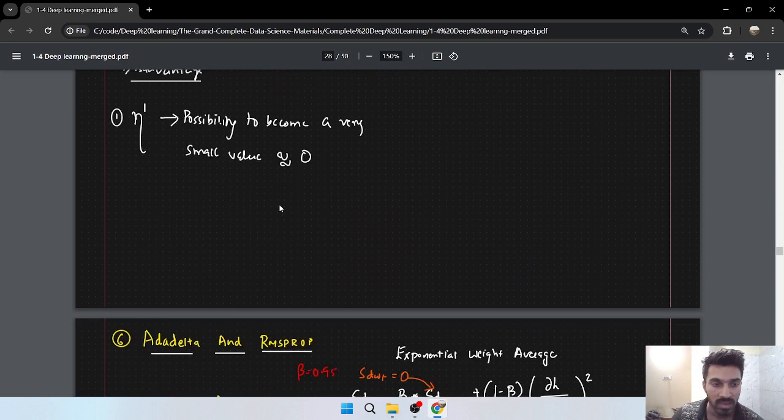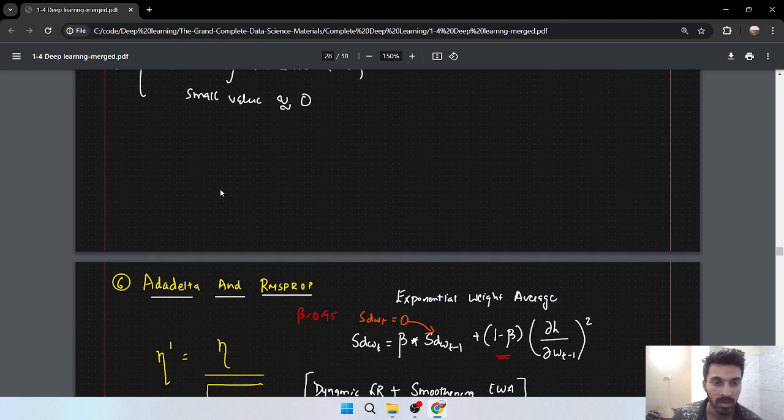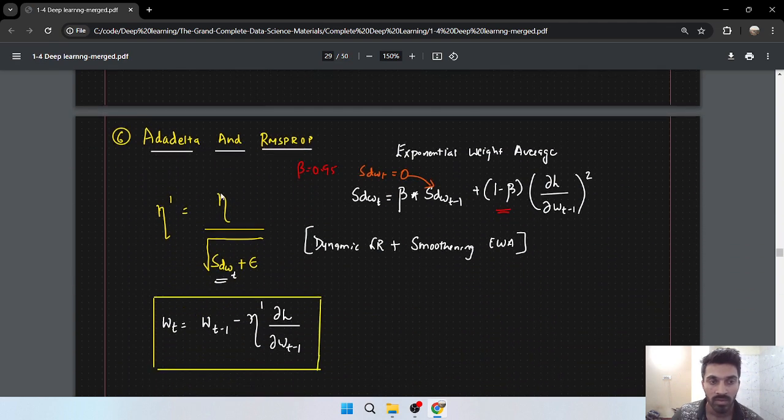Alpha t is basically your error. So in Adagrad there is some problem, the possibility that the value becomes very small, close to zero. So in Adadelta we introduce momentum in the alpha t. Your learning rate now will be eta by under root of S of dL/dW plus epsilon. Epsilon is the same here also, but here we have introduced a smoothing factor in our alpha t.